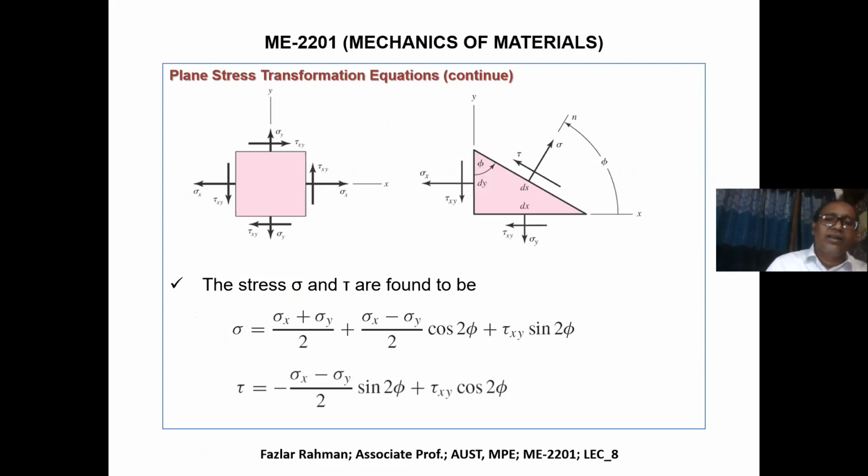If I say figure out the stress sigma and tau at a cutting plane of 30 degree, then you put phi equal to 30, you get sigma and tau. If I say angle equal to 60, you put that angle, you get the value. That means you have to know the angle phi. Then you can calculate. But you don't know for which value of phi this sigma will be maximum, and for which value of phi tau will be maximum.